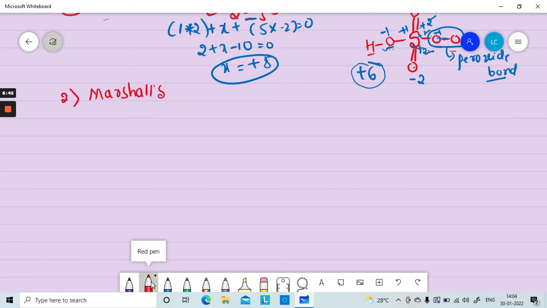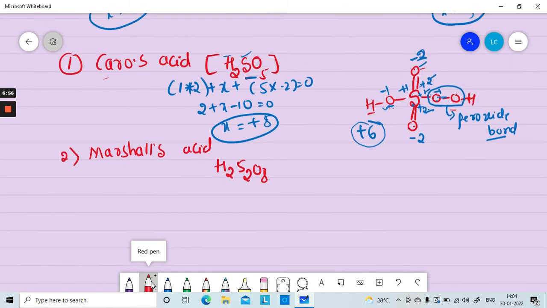Right? So let us discuss another acid as another example. Here I will write the second example, which will be Marshall's acid.